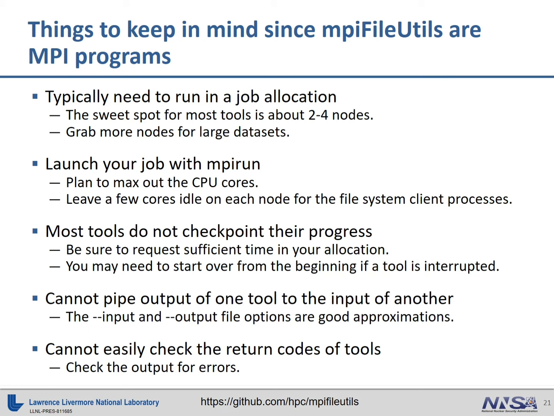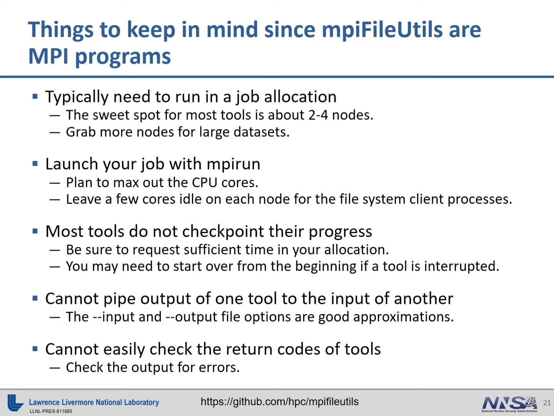Now, one thing to remember is that these tools are MPI programs, and so there's certain implications because of that. For one, you typically need to run them inside of a compute node allocation. Right? Usually 2 to 4 nodes is enough for most things. If you've got large data sets, you need to grab more nodes than that, though. Also, you have to launch the job with mpirun, or its equivalent. And then when launching a job, I usually try to maximize the cores that are being used. Except that you'd like to leave a few free on every compute node for the file system. The file system has to run processes usually on the compute node, and you don't want to starve those processes out.